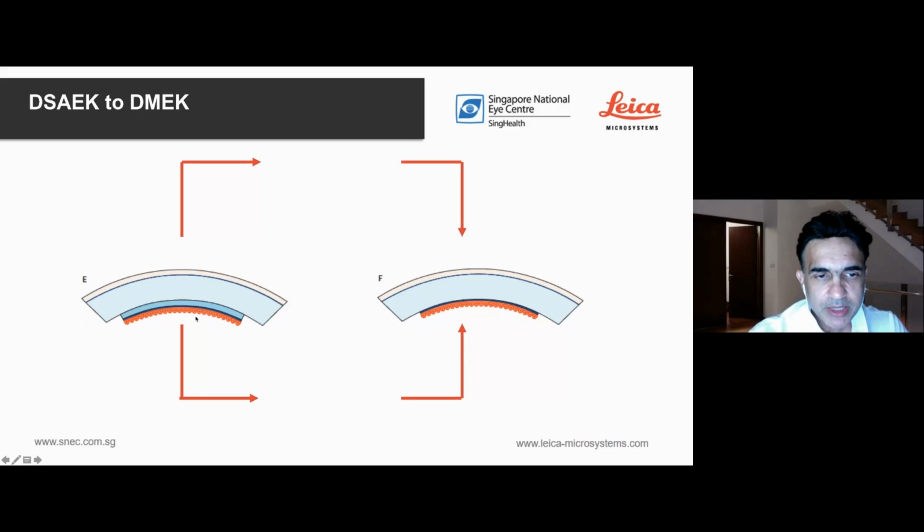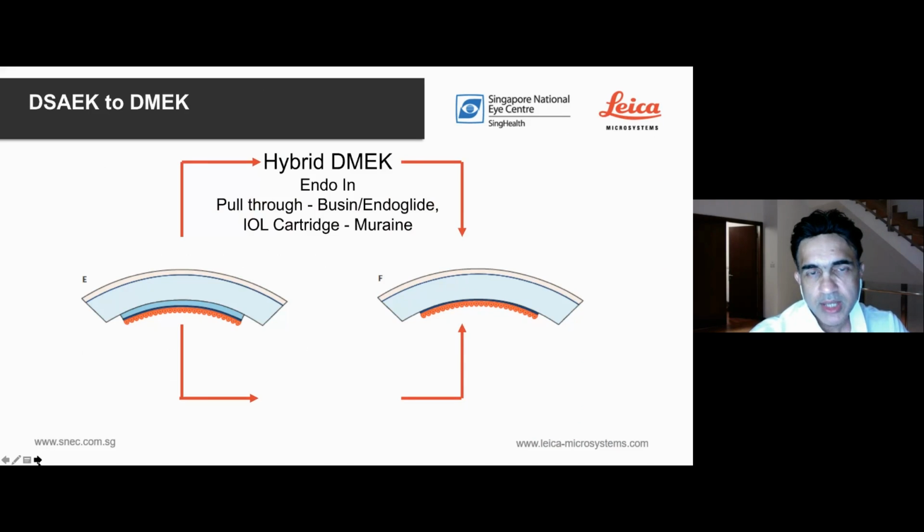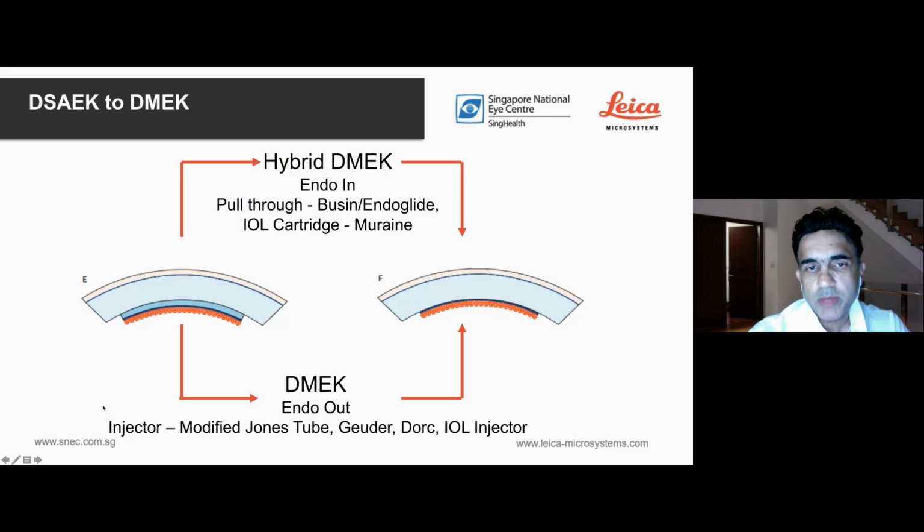So if we think about DSAEK over here on the left-hand side, and we want to transition to DMEK over here on the right-hand side, how are we going to do it? Well, there's two ways we can do it. You can do what we call an endothelium out procedure, which is what I showed you when the DMEK was being injected inside the eye. And this involves injecting the DMEK graft. And remember, the endothelium's on the outside, because typically when it scrolls, the endothelium's on the outside.